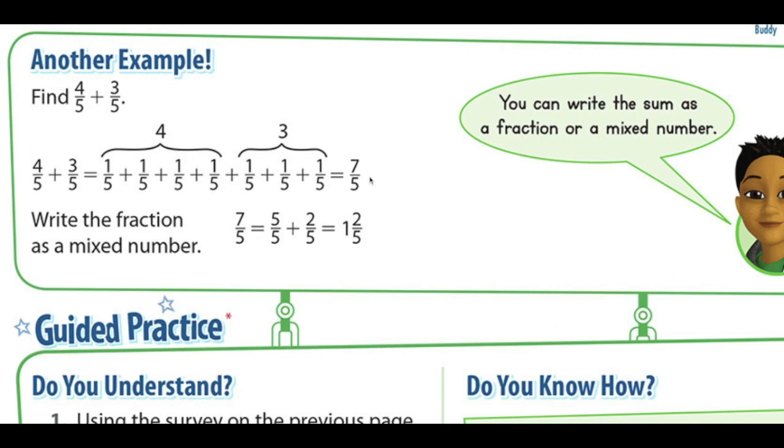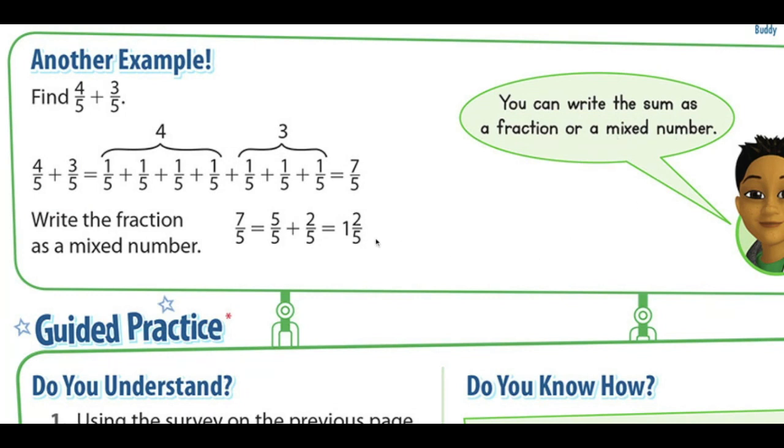All right, let's take a look at this one. It says find 4/5 plus 3/5. If we break those down into 1/5 segments like it was on a number line, we would have 1, 2, 3, 4 plus 3 more, 5, 6, 7. That equals 7/5. We can write that as either a fraction or as a mixed number.